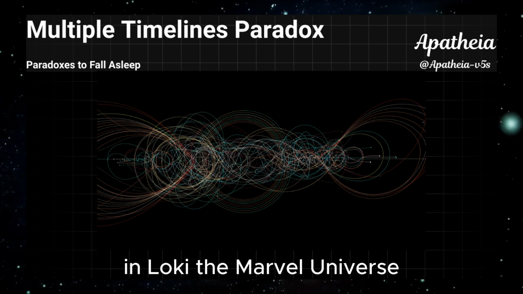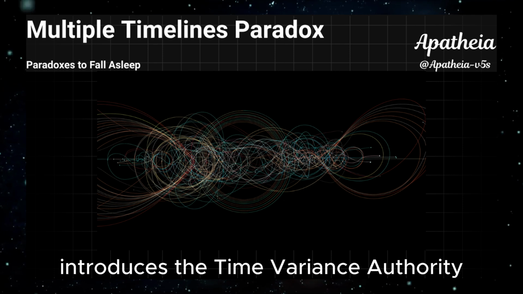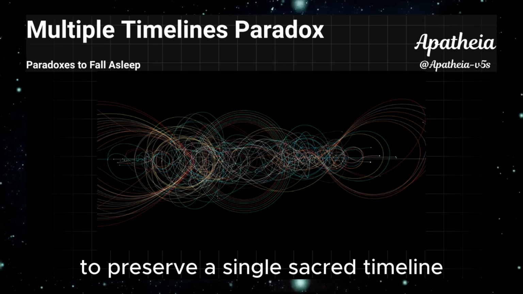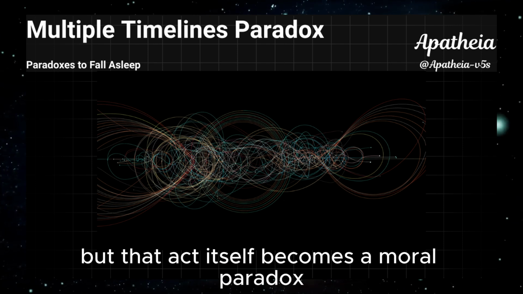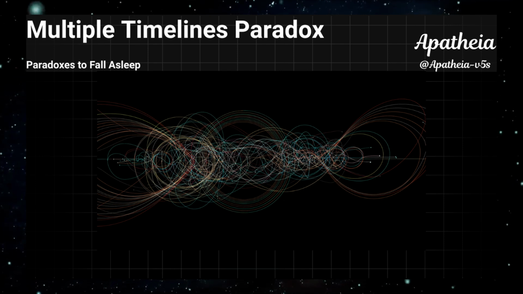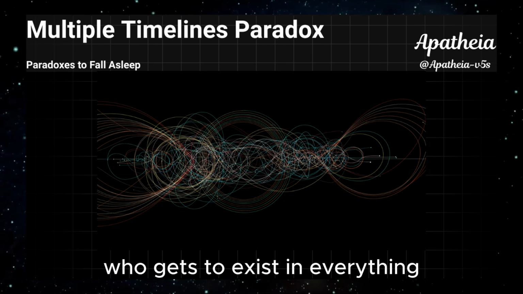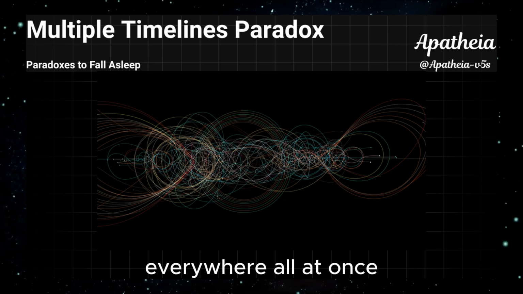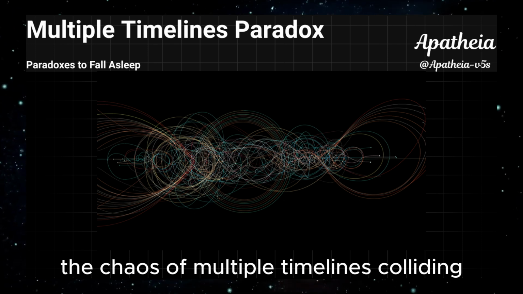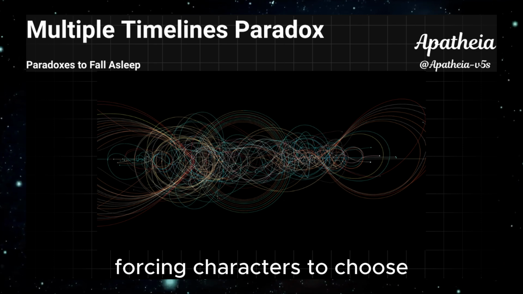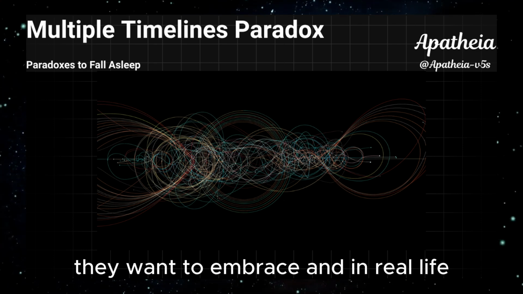In Loki, the Marvel Universe introduces the Time Variance Authority, an organization that prunes timelines to preserve a single sacred timeline. But that act itself becomes a moral paradox. Who decides which timeline is sacred? Who gets to exist? In Everything Everywhere All at Once, the chaos of multiple timelines colliding leads to both madness and meaning, forcing characters to choose which version of themselves they want to embrace.